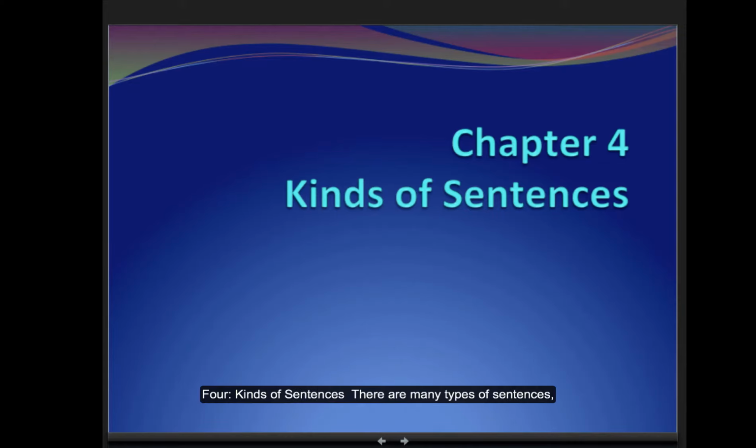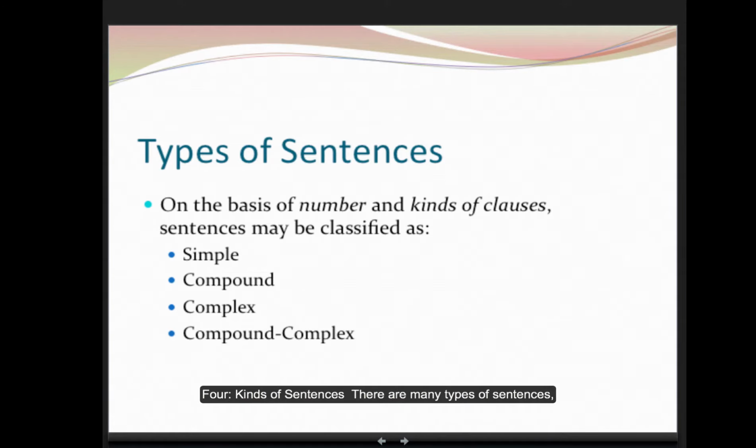Chapter 4, Kinds of Sentences. There are many types of sentences, and the four main types are simple, compound, complex, and compound-complex.